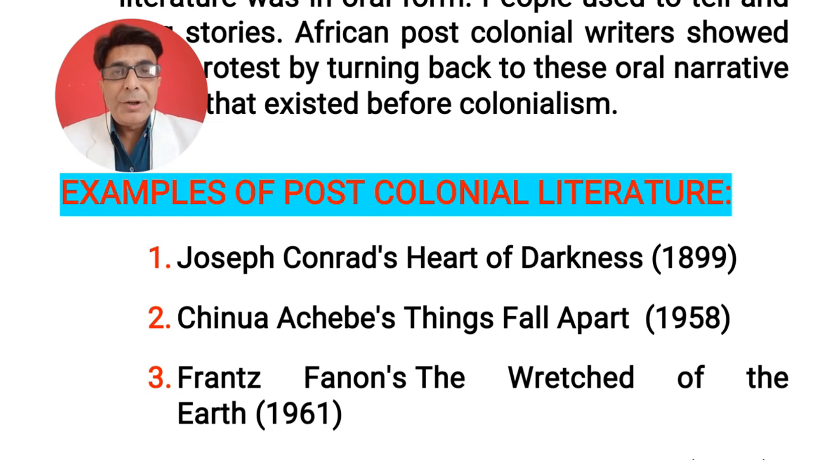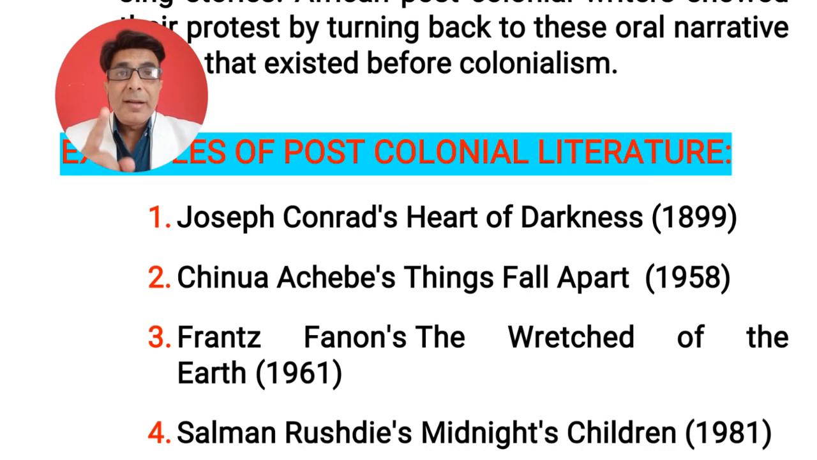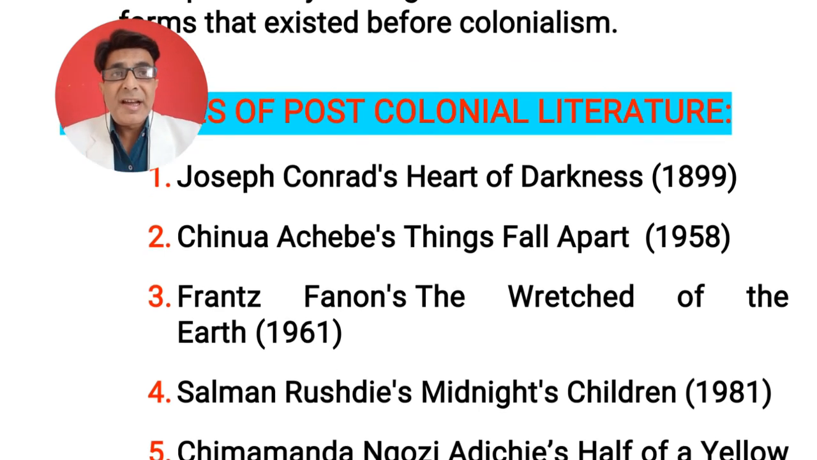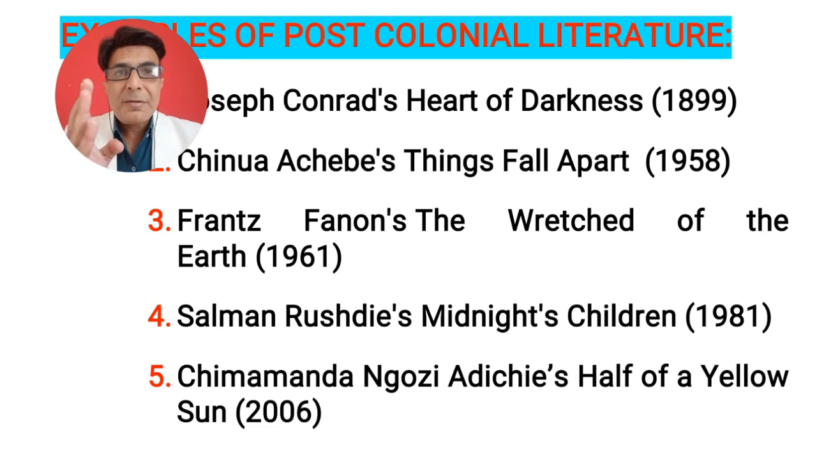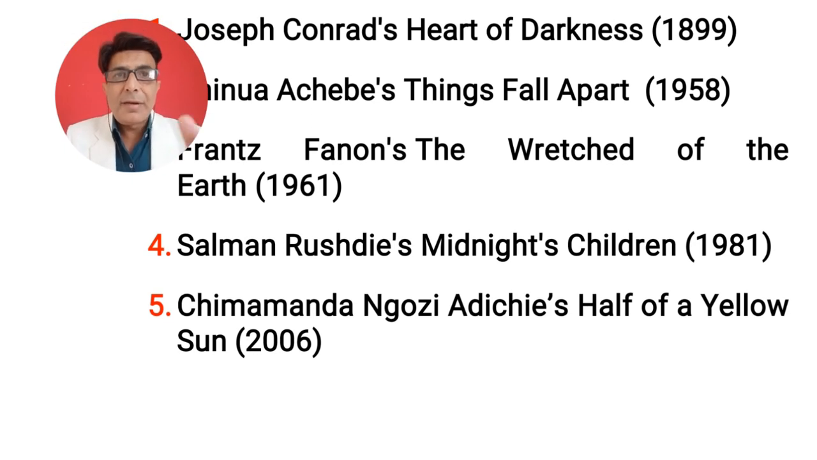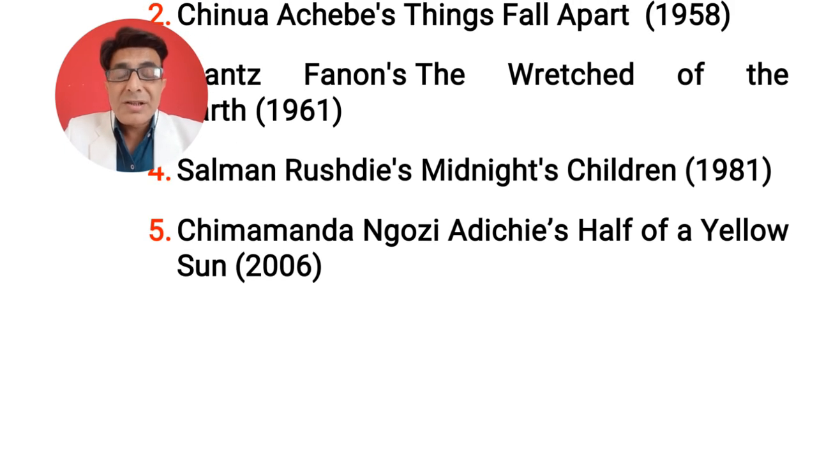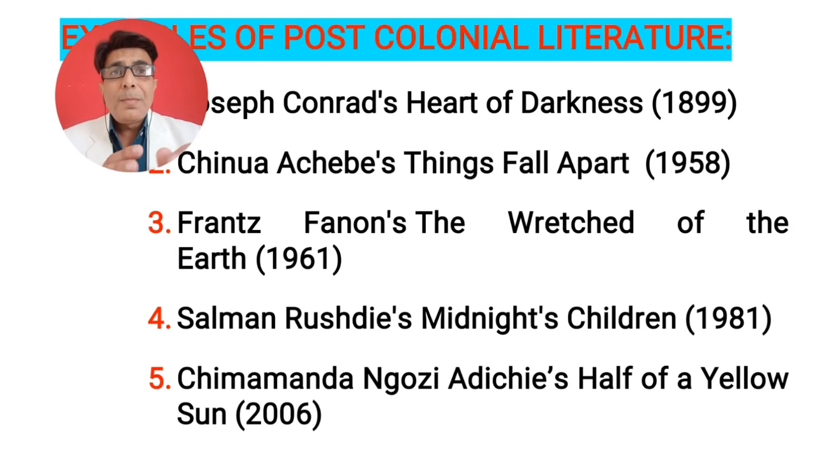Now, before we end this video lecture, let's have a look at the most popular post-colonial works in this world. Joseph Conrad wrote the very popular Heart of Darkness, published in 1899. Chinua Achebe wrote Things Fall Apart in 1958. Frantz Fanon wrote The Wretched of the Earth, and Salman Rushdie, again very popular, Midnight's Children, and Chimamanda Ngozi Adichie wrote Half of a Yellow Sun, published in 2006. Apart from this, we have Kanthapura, Raja Rao's many novels. All these are called post-colonial literature.